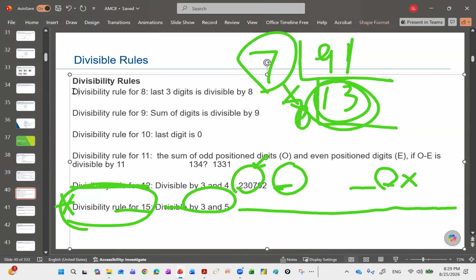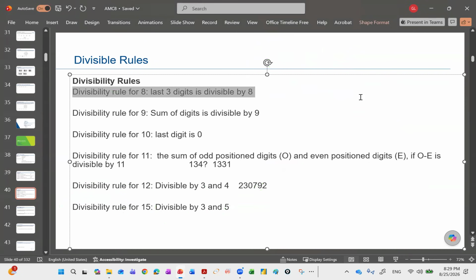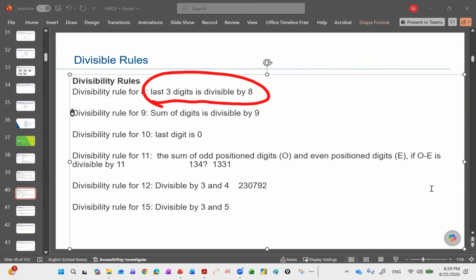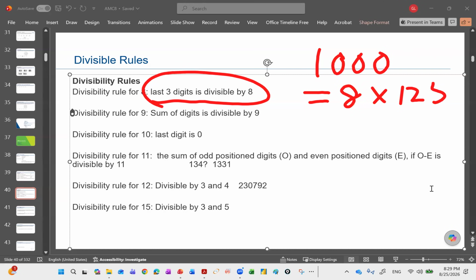So any number that can divide by 8, we know, the last 3 digits should be divisible by 8. Because something like 1,000, did we all know 1,000 equals 8 times 125, right? Yeah. So it makes sense.